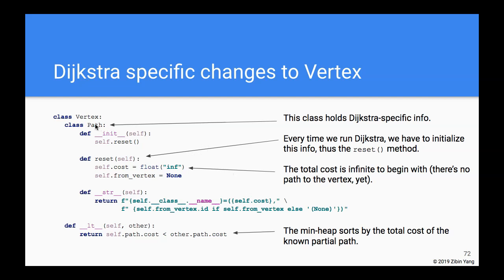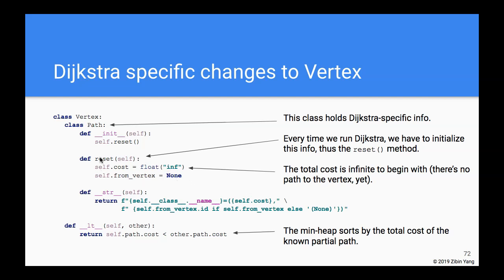So the first thing is we need this nested class Path that holds the Dijkstra specific information for a vertex. That is two pieces of information. One is the total cost of the path, and the second piece of information is the previous vertex in the path, right? And we initialize the total cost to infinity. This is how you initialize the largest floating number in Python. And for the previous vertex, obviously we don't know yet, right? So that is set to None.